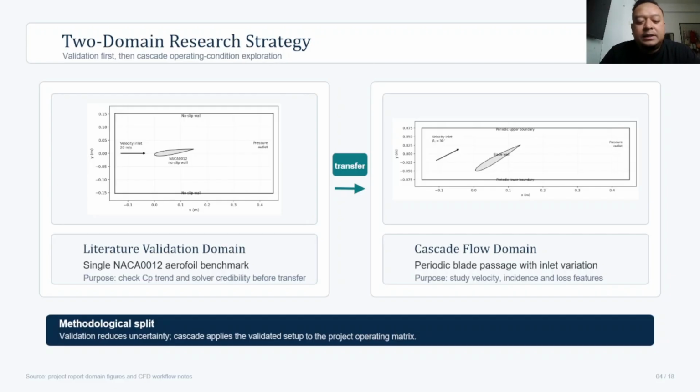The second domain is the periodic cascade flow domain. This is the main internal blade passage model for the group project. The upper and lower boundaries are periodic, so the single passage represents a repeated blade row. This separation is intentional. The validation domain gives credibility to the pressure prediction method, while the cascade domain is used for the required turbomachinery internal flow and parametric analysis. Therefore, validation and application are connected, but they are not treated as the same geometry.